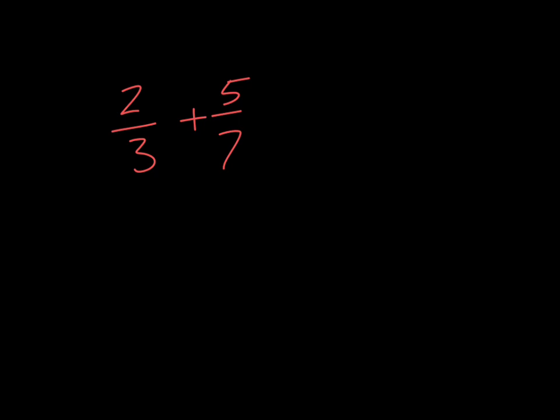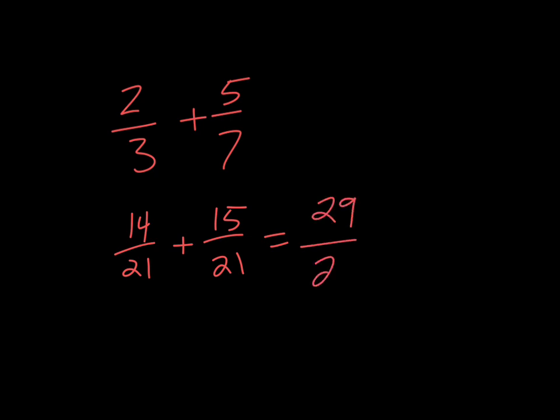Can we add those as is? I wish. Yeah, you better get a common denominator. And so what is the common denominator here? All right, so then what's the first one become then? 14 over 21. And then whatever you do to the top, you got to do to the bottom, because we're multiplying by a version of 1. All right, so then again, only add the numerators, don't add the denominators. So this is 29 over 21, and of course you should check to see if you can simplify.